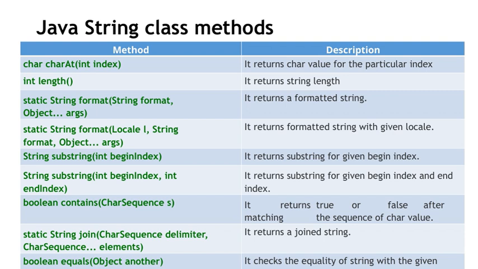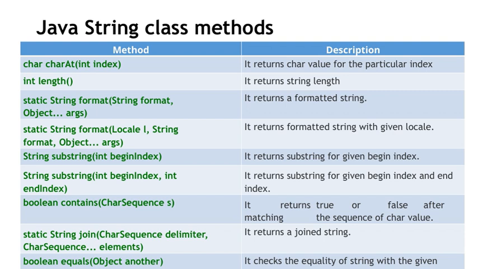For example, if we want to access the third character, we specify index 2 since indexing starts at 0. Next, we have the length method. This one is quite straightforward. It tells us how long the string is, which is useful for loops or validations.